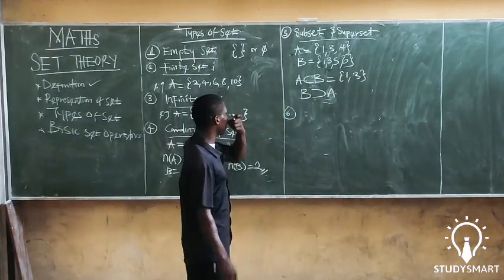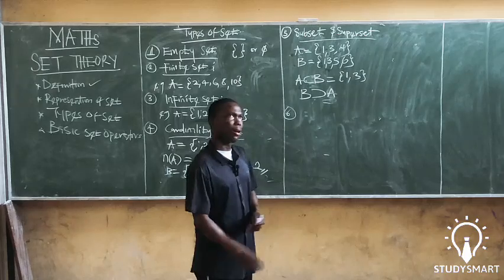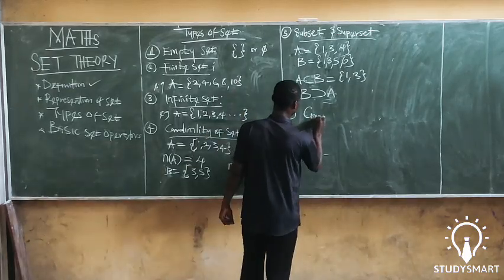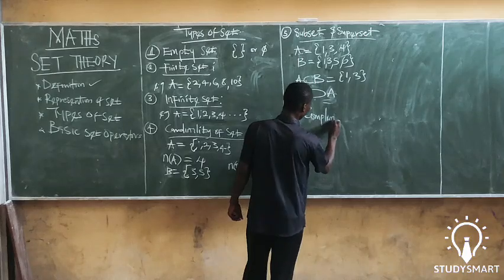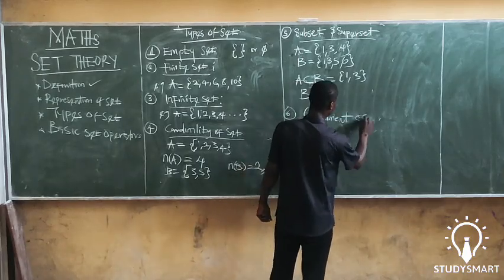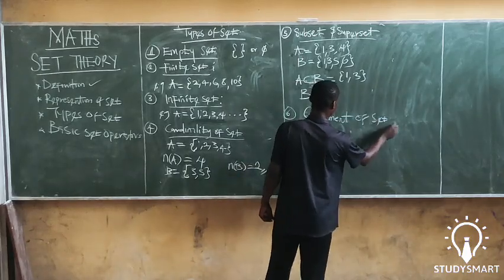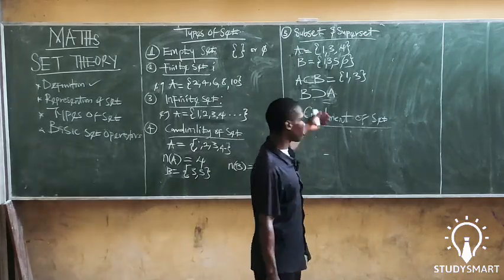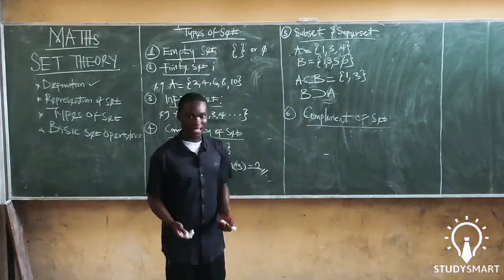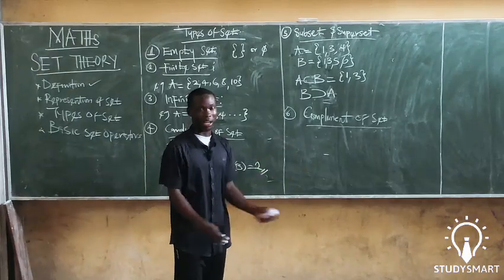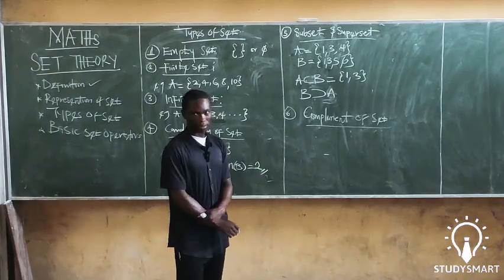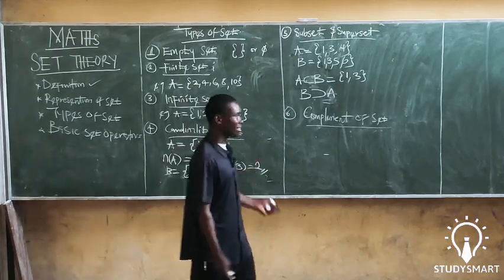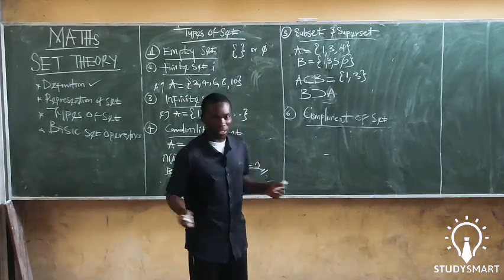We have the number 6 type of set. Which other set? We have complements of set. Complement of sets. So now the complement of a set is a set of the numbers or elements in the universal set that are not in A.